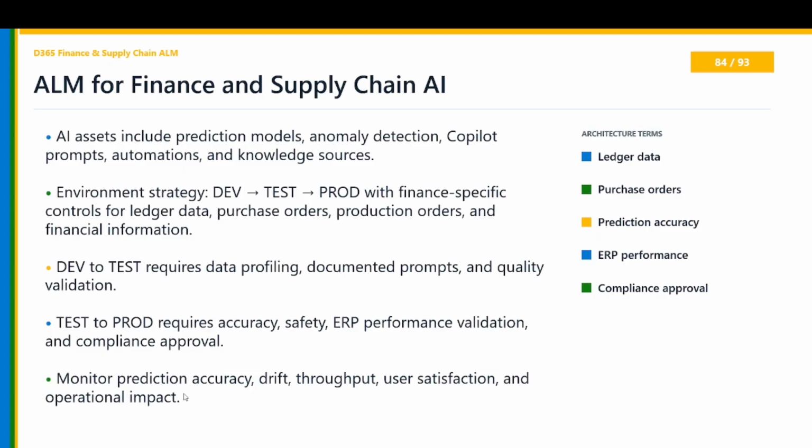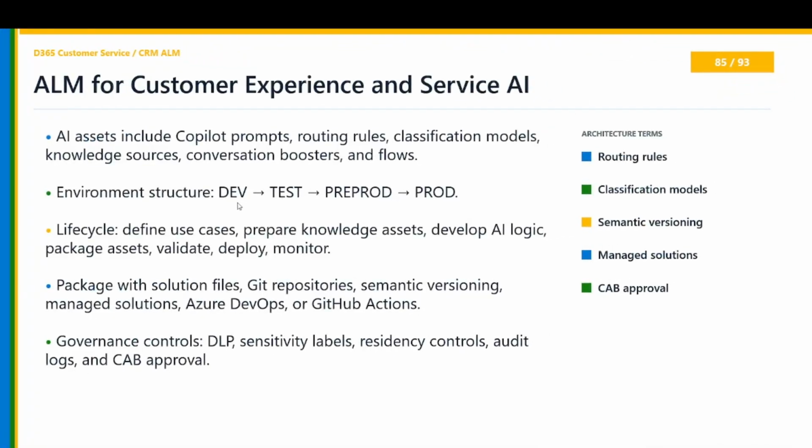And then you monitor prediction accuracy, monitor model drifts and the agentic AI output drifts, monitor throughputs, monitor user satisfaction, and monitor operational impact. So these are what you should understand in Dynamics 365 finance and supply chain agentic AI application lifecycle management.